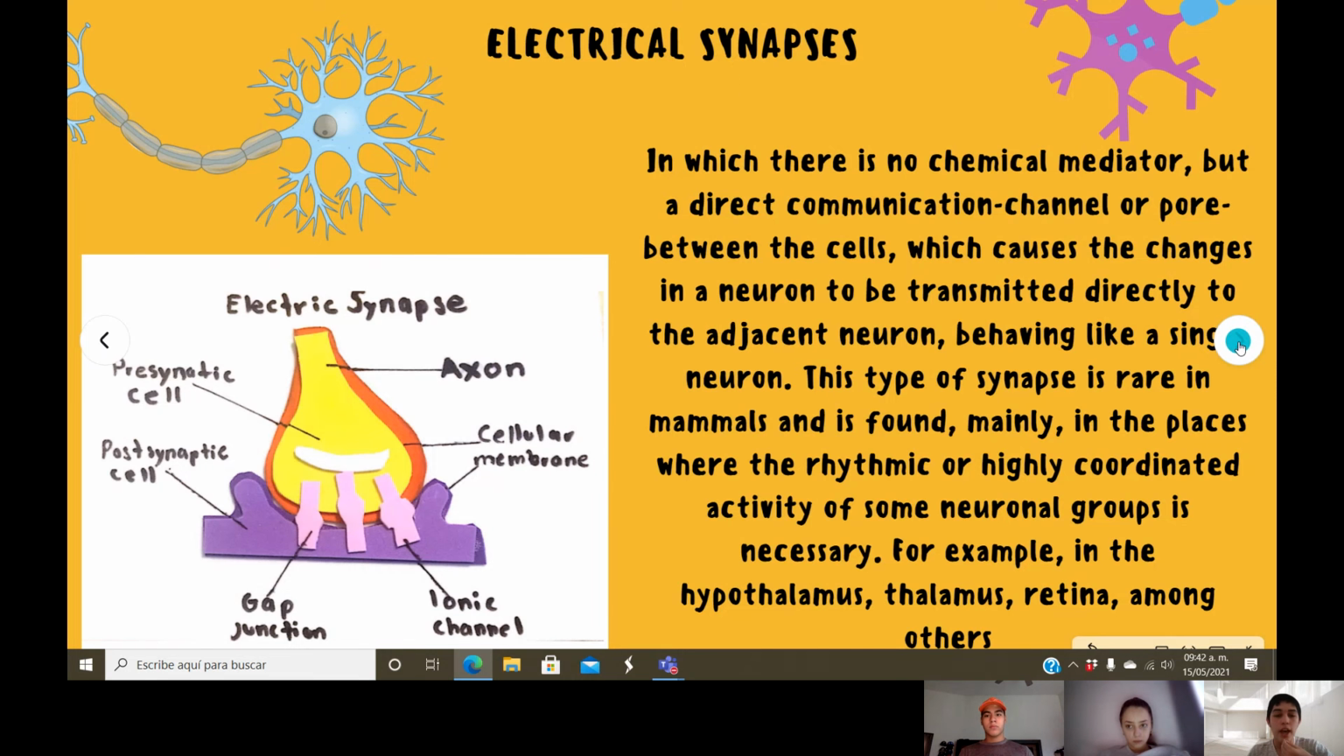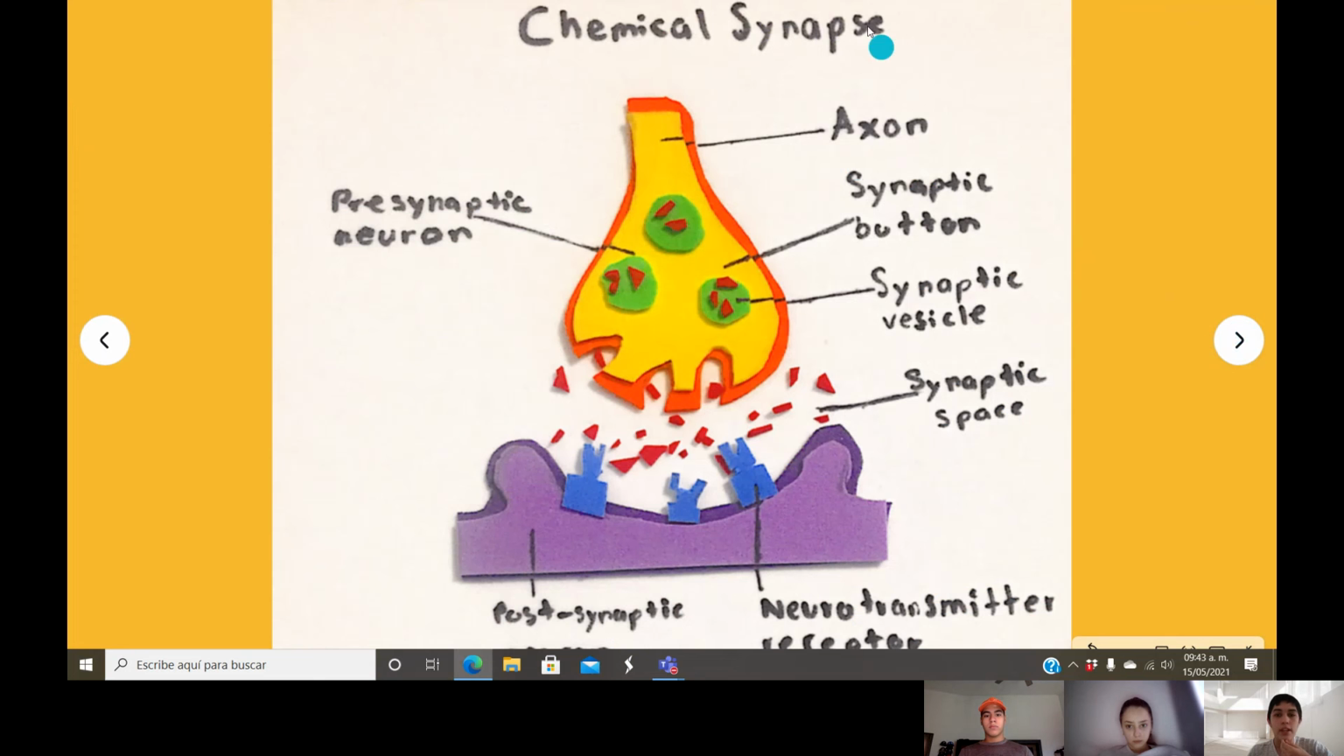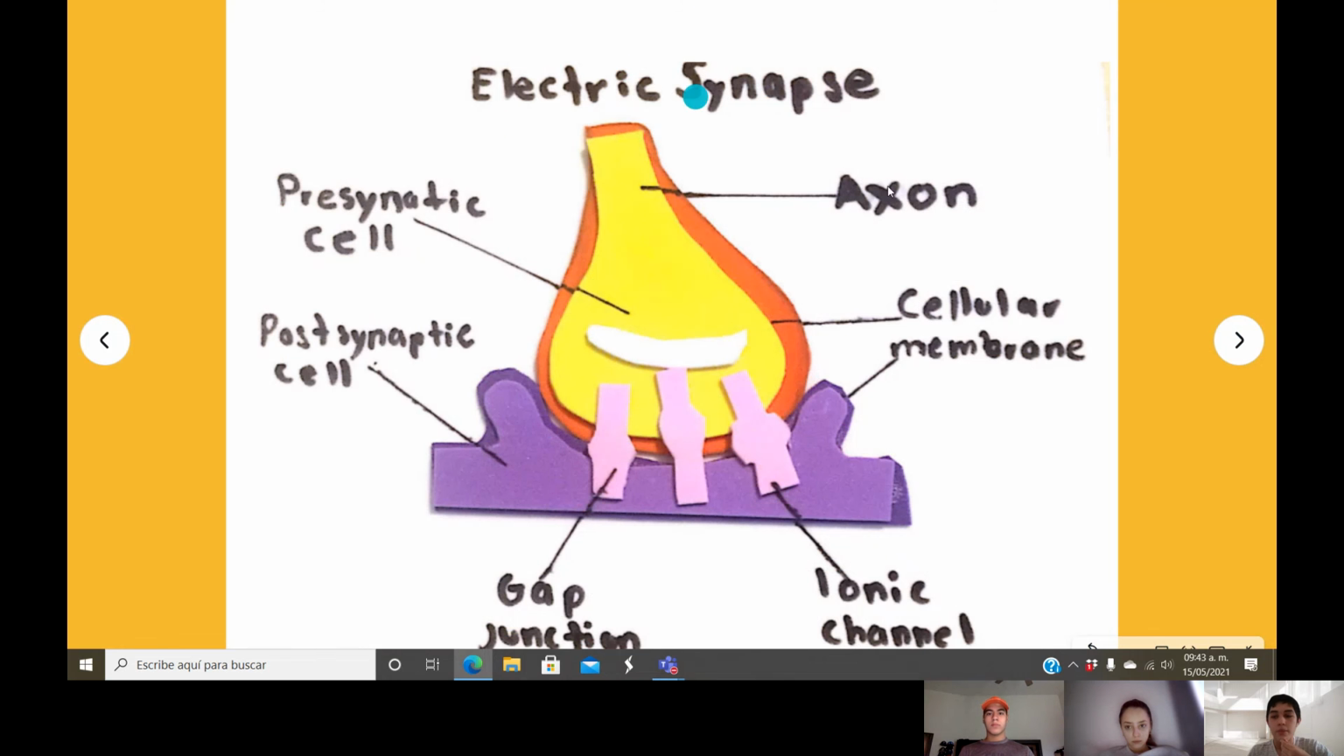Now we will see the 3D model of the chemical synapses. This is our 3D model. This is all the parts of the synapses. So let's pass to the next one, that is the electric synapses.